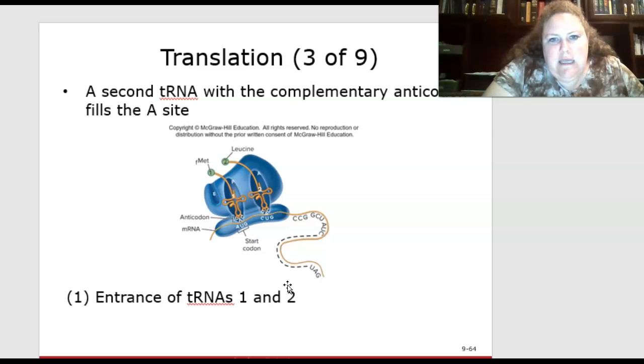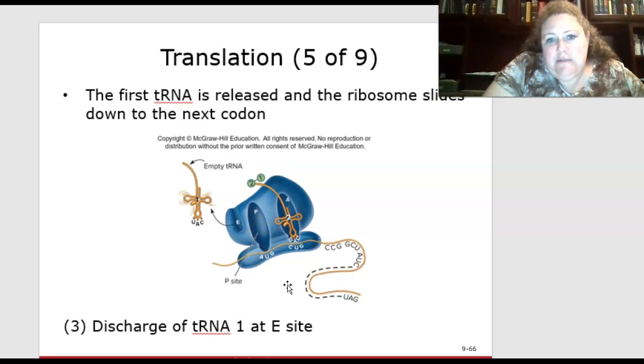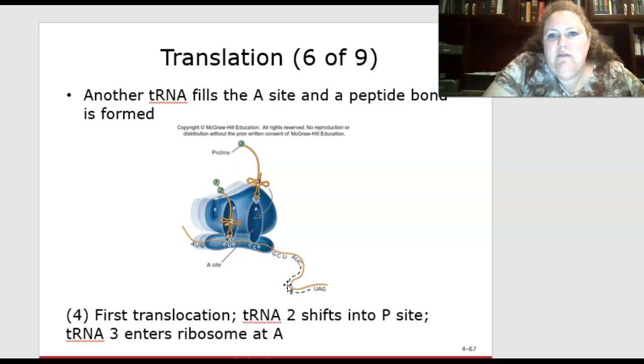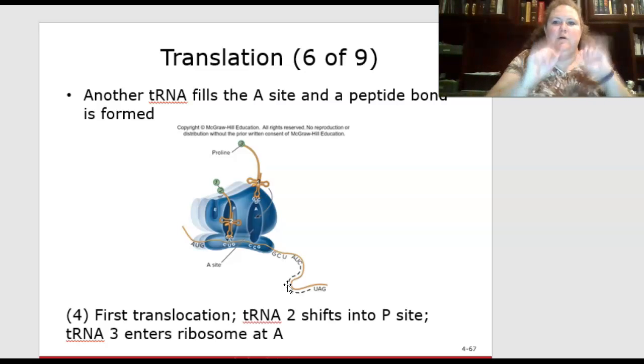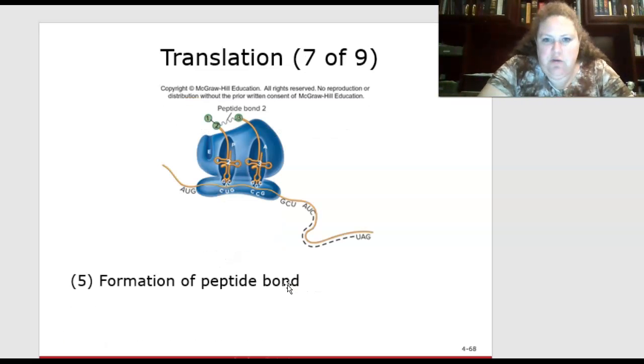And then the second tRNA with a complementary anticodon fills the A site, and then a peptide bond is going to be formed between the amino acids on the neighboring tRNA. And then the first tRNA is released, and the ribosome slides down to the next codon. And then from there, another tRNA fills in the A site and a peptide bond is formed. And this is the first translocation. The tRNA2 shifts to the P site, then the tRNA3 enters at the ribosome's A site. So it's kind of like Hungry Hungry Hippos. It's like chunk, chunk, right? And it's just going to kind of chunk through it, okay?